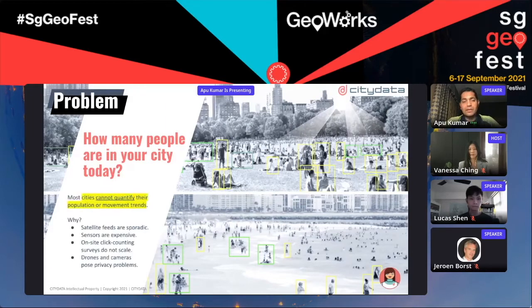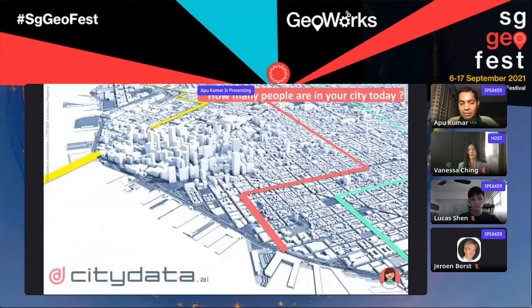So Citydata primarily tries to answer the question, how many people? And what we have noticed in all the work that we've done in cities around the world is that most cities cannot quantify their population trends or their movement trends. And there are many different types of data sets that are typically used. So there's satellite data, satellite feeds. There might be sensors, IoT sensors, cameras, drones, and then there is the traditional on-site click counting manual surveys. So there are many different ways of collecting data about people presence and people movement in cities. But really, most cities don't know the answer to what are the trends, how many people, and what are their movement patterns. And that was the genesis of City Data, of our company.